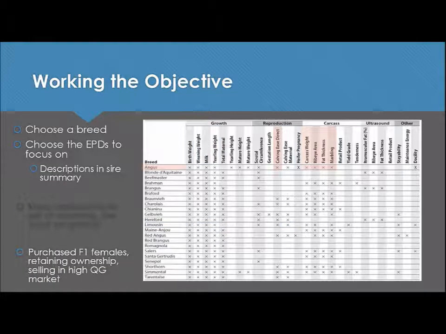But if we consider a different scenario, maybe I'm purchasing crossbred replacement females, so I'm really not worried about maternal traits at all in this scenario. And I'm going to retain ownership of my calves and sell them on a high quality grade or market. So in that case, I'm really going to be interested in calving ease direct to make sure I get live calves on the ground and really focus on carcass traits. And I might have chosen Angus as the breed I wanted to use. So lots of different ways you can achieve the same objective. But the choice of breed does influence which EPDs you're going to have available to use in those scenarios.